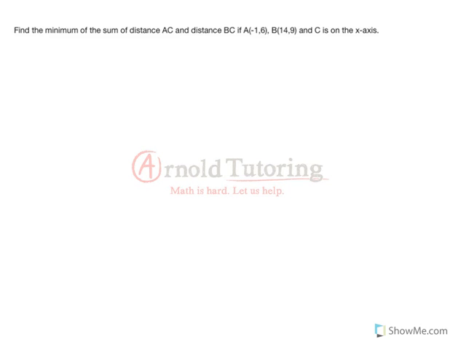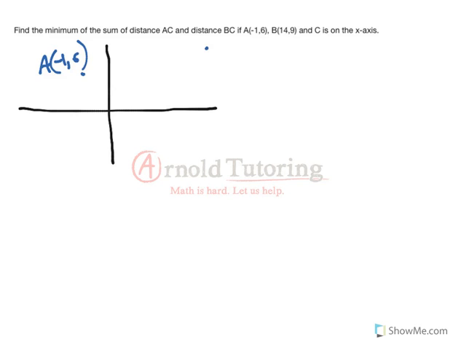It says find the minimum of the sum of the distance AC and distance BC if we've got our 2 points A and B, and then we just know C is on the x-axis. Always a good place to start is drawing a quick picture. So we've got our XY coordinate system. I will draw a point A is at -1, 6, so somewhere like here. And I'll write that A is -1, 6. And we'll draw B over here at 14, 9.